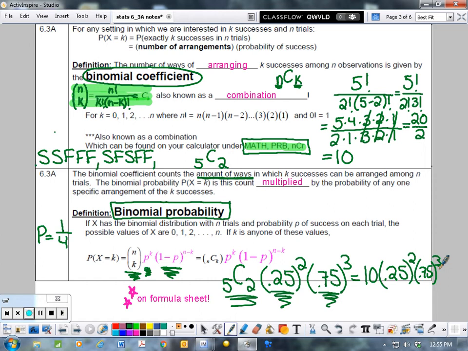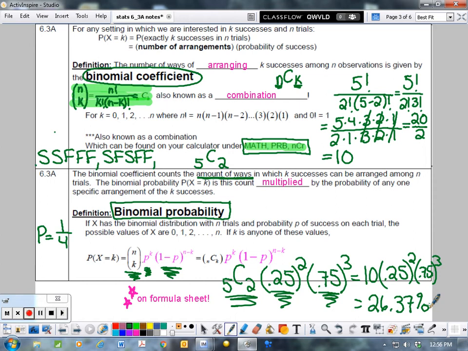So I'm going to go ahead and calculate that on my calculator right now. 10 times 0.25 to the second power times 0.75 to the third power. And there's a 26.37% chance that exactly 2 people in the group of 5 I would pick would have an A.